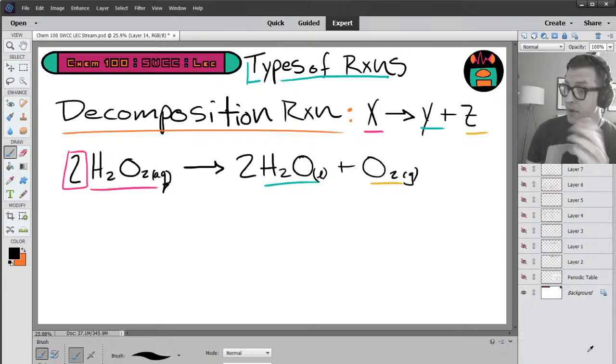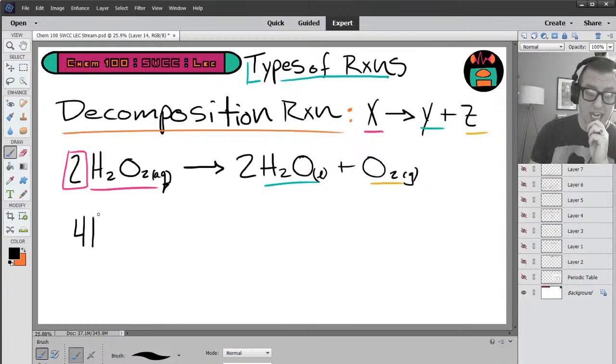All right. Another example of a decomposition reaction would be nitric acid.